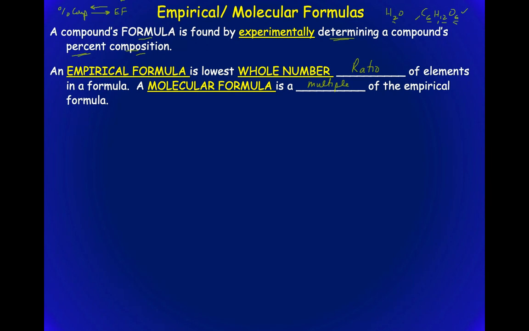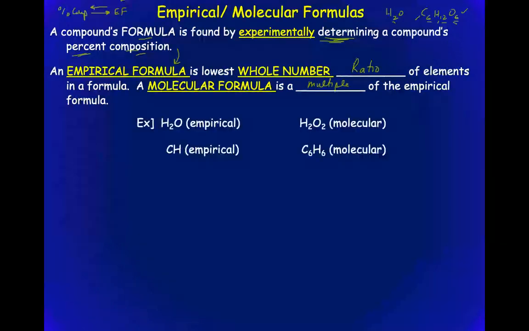So the formula we get experimentally from the percent composition is called empirical. It's the lowest whole number ratio. Some good examples of this would be water. Water is an empirical formula because it's got a 2-to-1 ratio that can't be reduced. CH would also be a good empirical formula, a 1-to-1 ratio that can't be reduced.